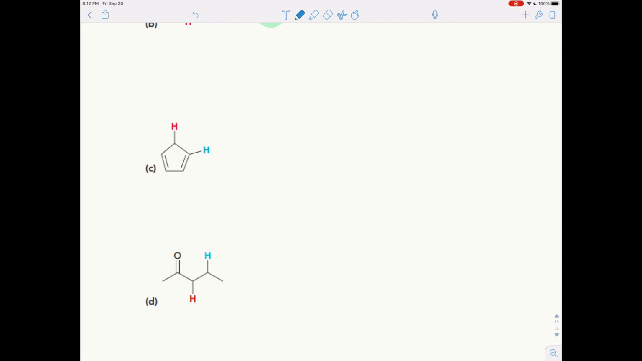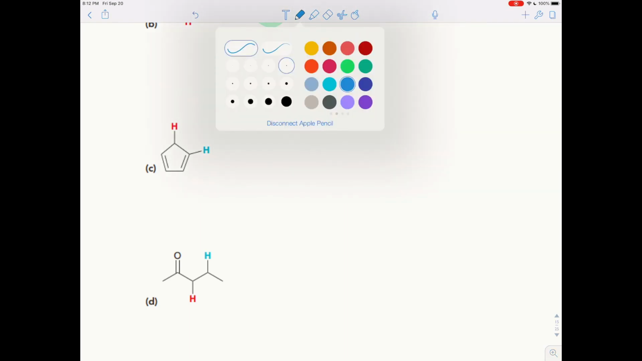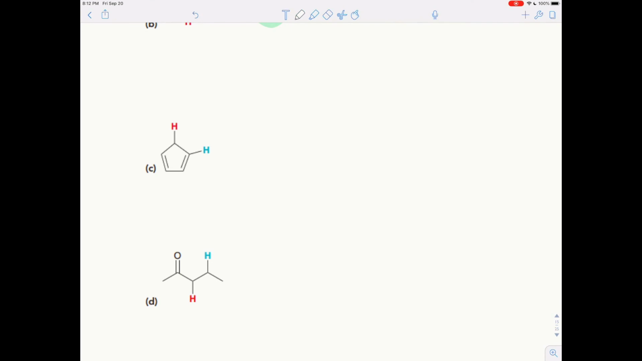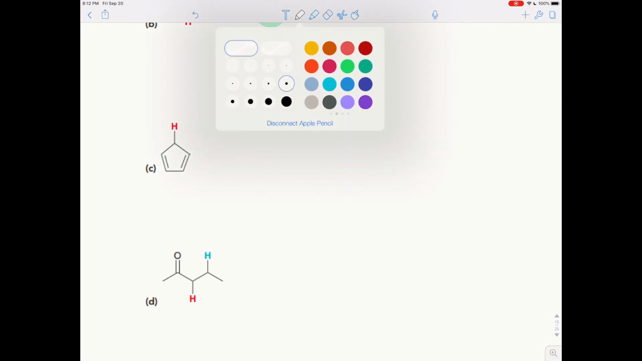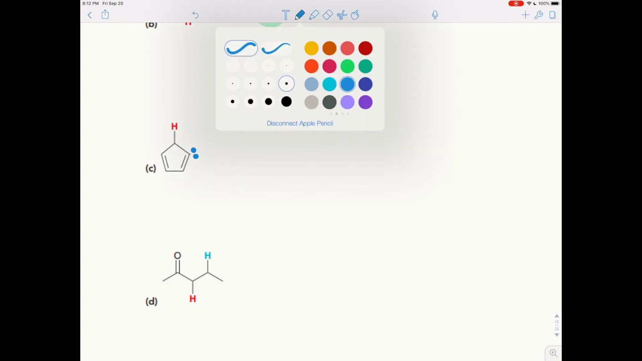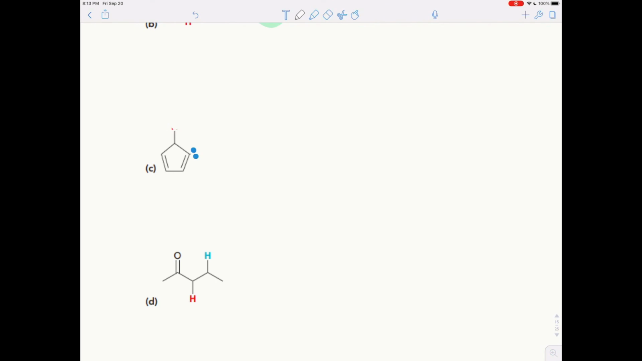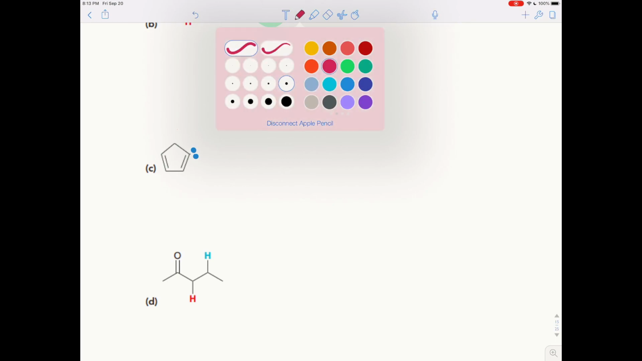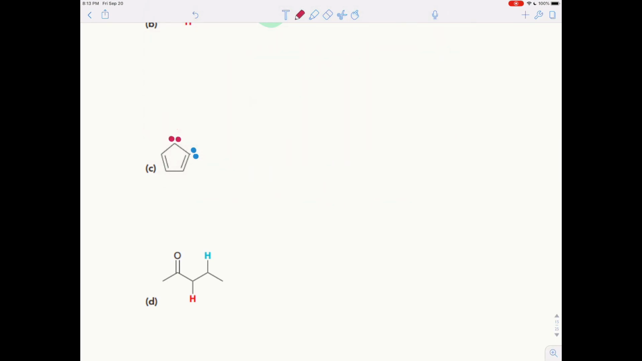For C, you can play a similar game. Let's say this blue hydrogen left. Then the electrons in that bond would end up becoming a lone pair. I'll draw those in as blue dots. And then let's compare if the red hydrogen left. The electrons in that bond would become a lone pair. Both of these lone pairs would have a negative charge, and the question is, which one is more stable?